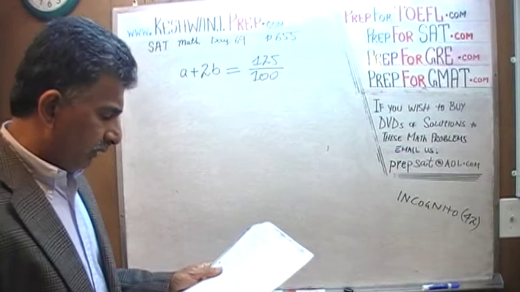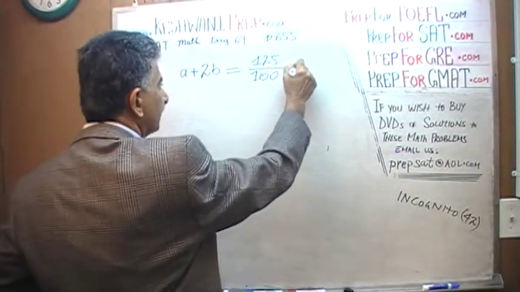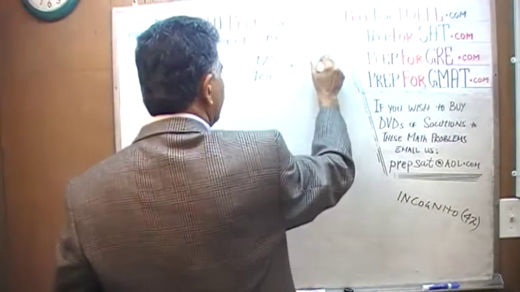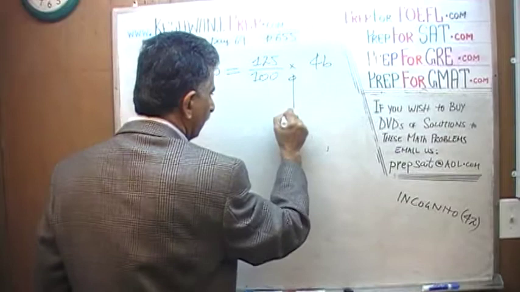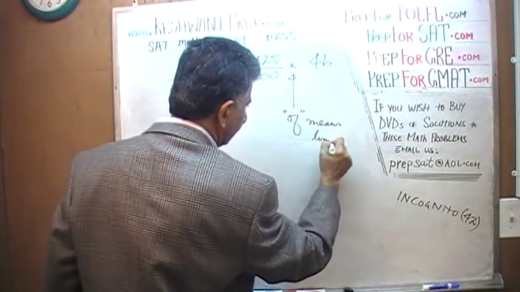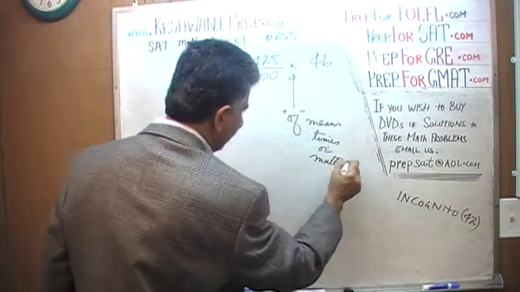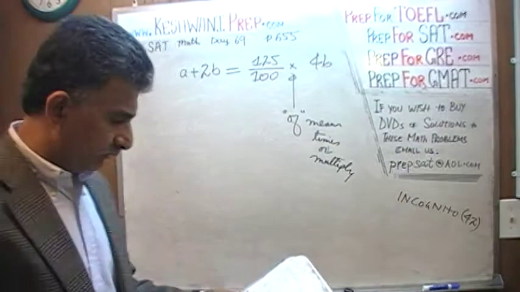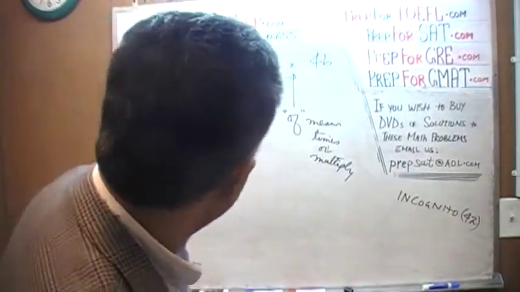If a plus 2b is equal to 125% of 4b. You see? Right here. The word of means times, or multiply. That's it. There is your equation. What is the question asking? What's the value of a over b? So let's find what is the value of a over b.